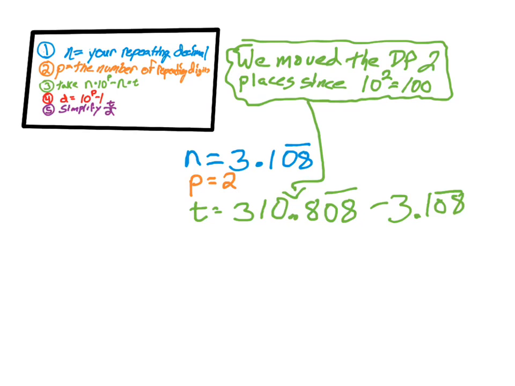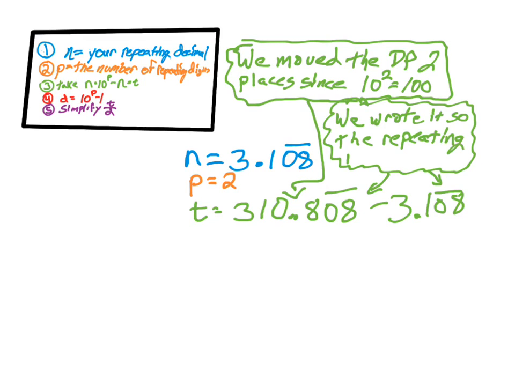You'll also notice that I wrote the repeating part so that the repeating parts matched. We had the 08 repeating in our original number, so I kept writing digits until I got the 08 repeating. It's really important, if you did it right, you'll notice that they're in the same position. Here, they're at the 100th and 1000th place, and they should always be at the same place as each other.